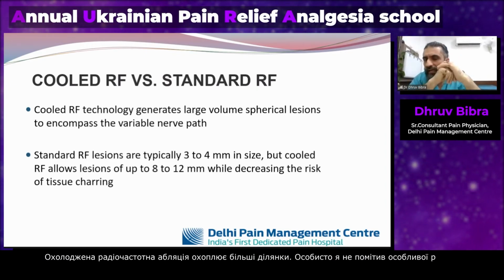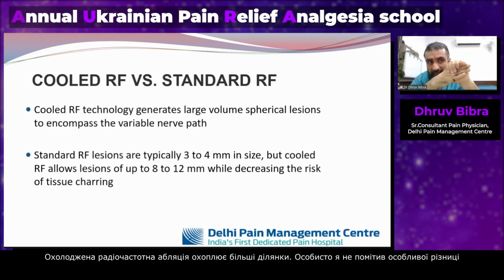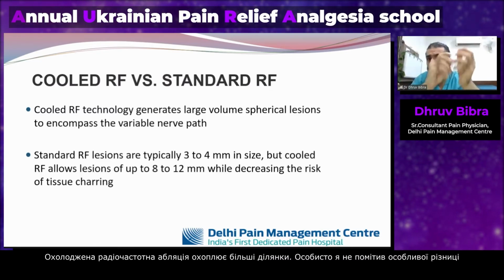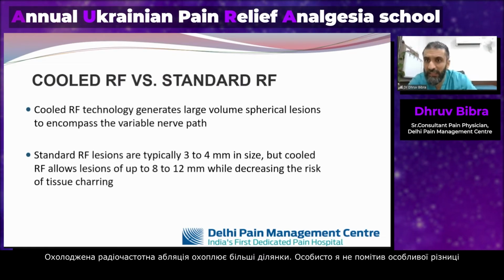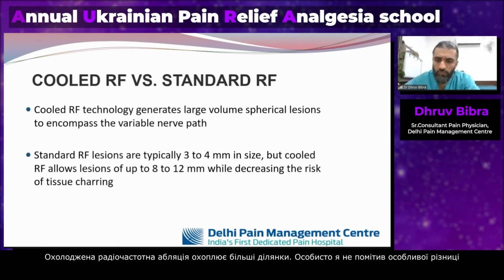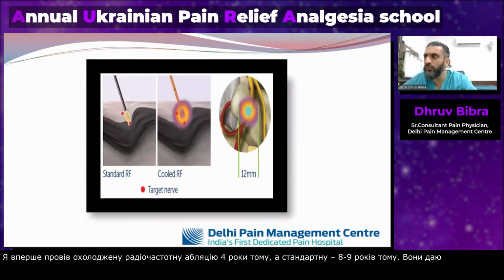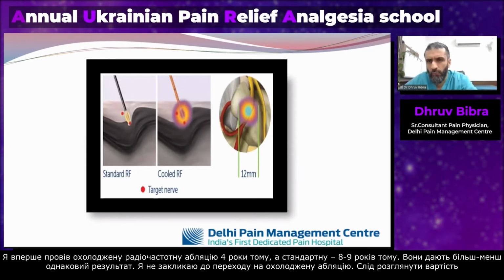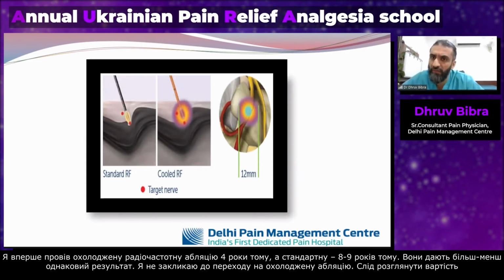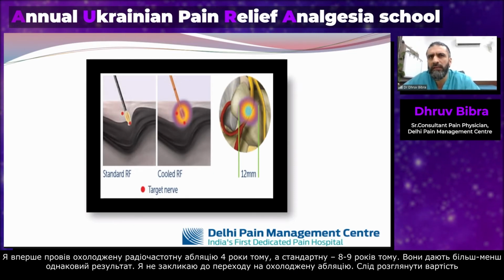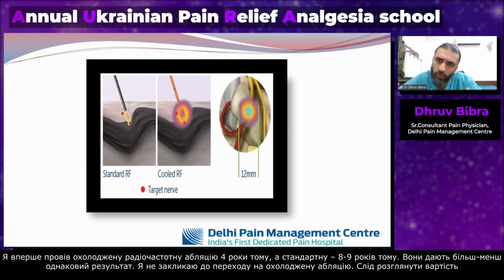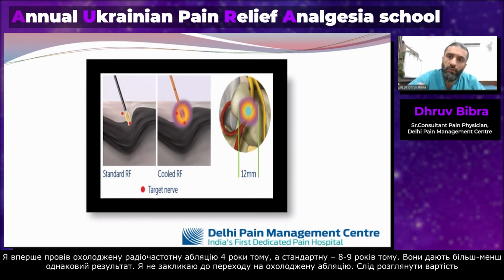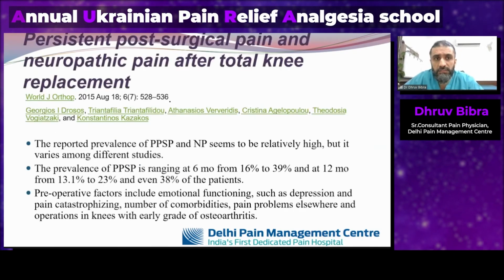Money is definitely a criteria because of the cost involved. But yes, cooled promises to give us a lot of larger size lesions. And my own experience is almost right now, both of them are equal. I did my first cool tip RF case around 4 years back, and standard RF I have been doing for now 8 or 9 years. So more or less, they are giving me similar results. So still not totally convinced to shift to cool tip RF considering the cost.